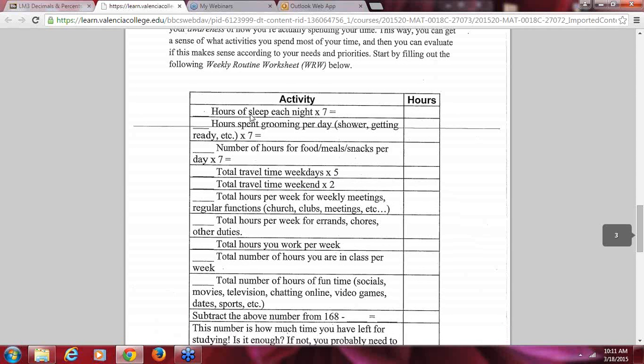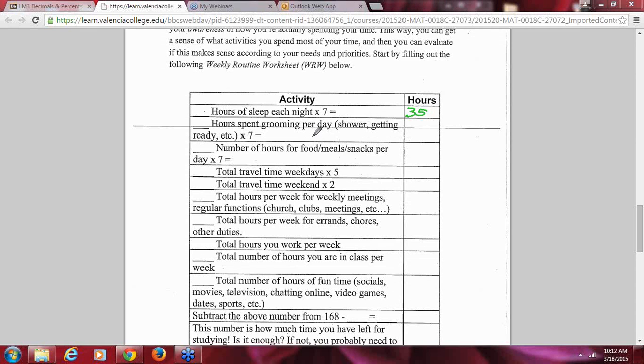So what it's asking you to do is think about your week. Hours of sleep each night. Well, unfortunately, I probably only sleep 4 or 5 hours a night. So I would only be able to put 28 to 35 hours a week here. And again, keep in mind you're putting the hours per week out of a 7-day period. So I would probably go ahead and say 35 hours a week. That's what I do. I'm going to fill mine out a little bit. So I would write 35 right here.